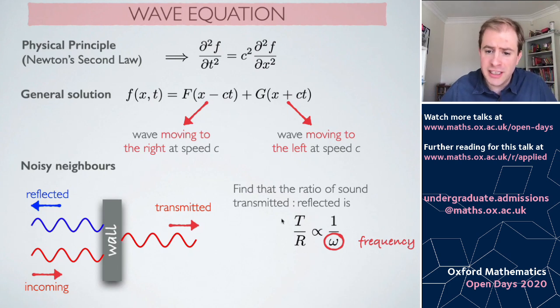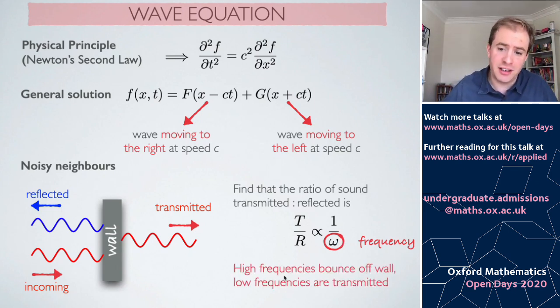And it turns out that the ratio of transmitted to reflected sound scales inversely with the frequency omega. And that means that for higher frequencies, where this omega is larger, T over R is small, so very little is transmitted, whereas with lower frequencies, the bass notes of your music, 1 over omega is large, and so much more is transmitted, explaining why the music that your parents hear is very bass heavy.